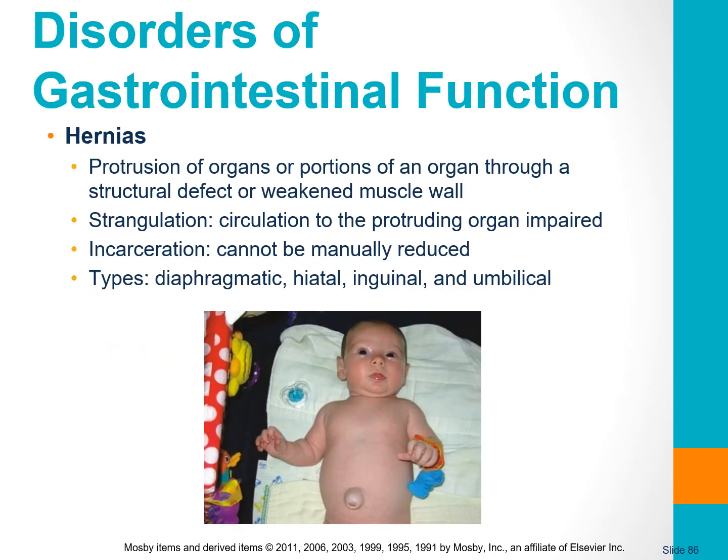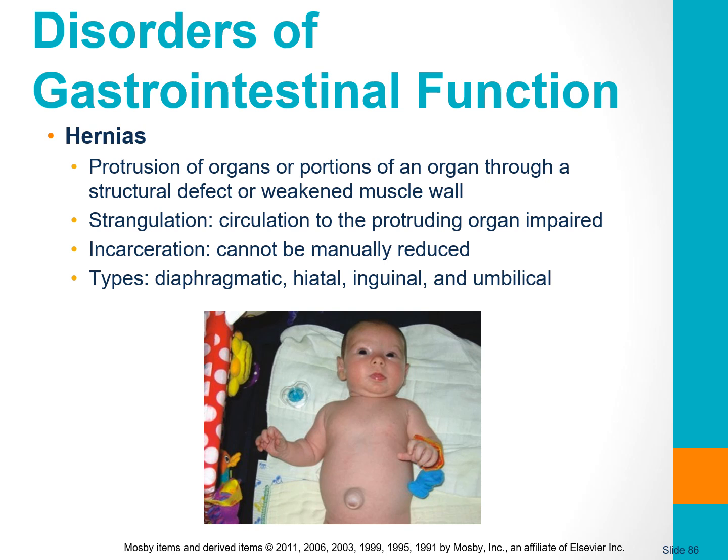Moving into hernias, this is also a GI issue for pediatric patients. What is a hernia? It's a protrusion of organs or portions of an organ through a structural defect or weakened muscle wall. Most common places are diaphragmatic hernias, hiatal, inguinal, or umbilical.